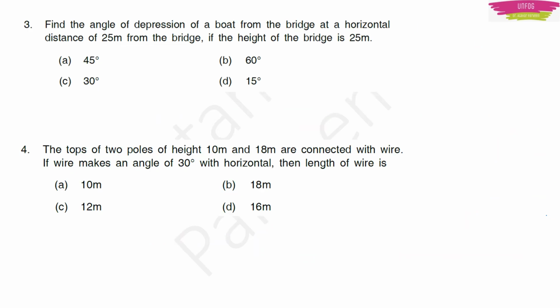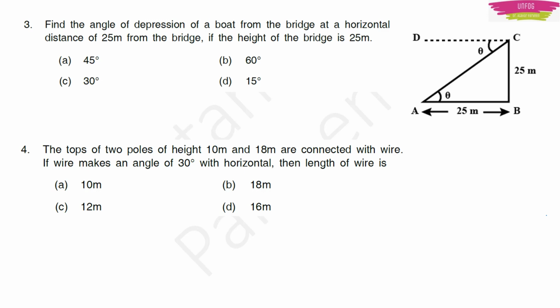Next, question number 3. Find the angle of depression of a boat from the bridge at a horizontal distance of 25 meters from the bridge if the height of the bridge is 25 meters. So, you have to find the angle of depression of a boat from the bridge at a horizontal distance of 25 meters from the bridge. The height of the bridge is given, which is 25 meters. So, you have to find the angle of depression, meaning theta.